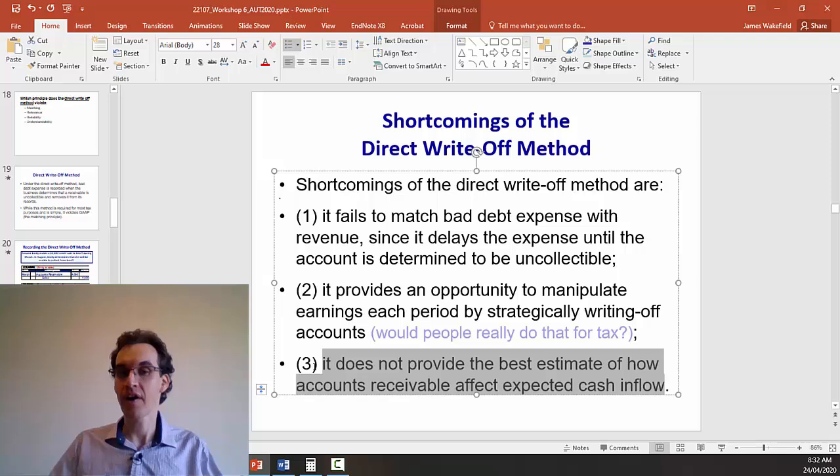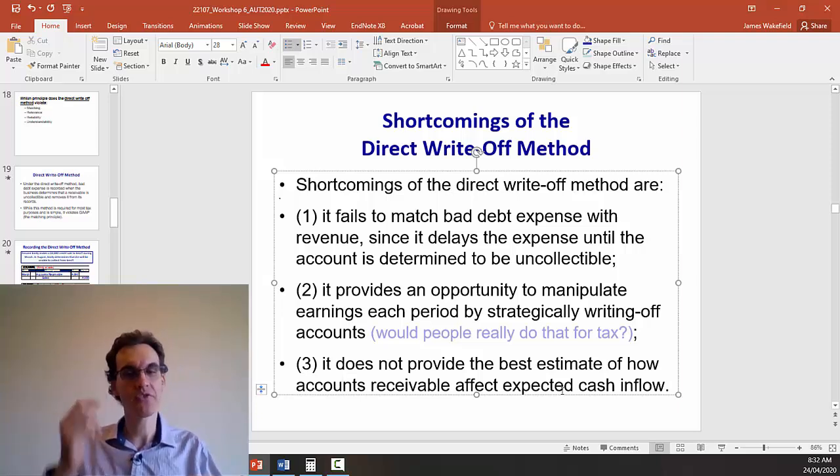It also doesn't provide the best estimate of how accounts receivable affect cash flow expected in the future, because of course we don't have an estimate of what proportion of the accounts receivable will not be collected at some point in the future.